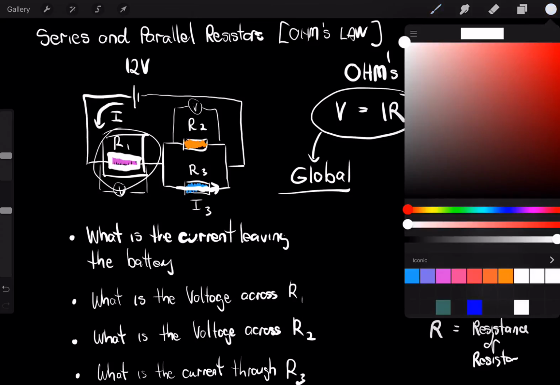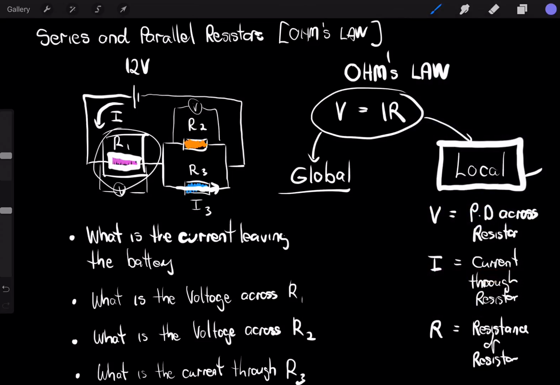Now, on the other hand, if we need to do something which relates to the whole circuit, for example, working out the current leaving the battery which feeds the whole circuit, or working out the voltage that's feeding the whole circuit, or the resistance of the whole circuit, then we're going to use the global version of Ohm's law. And in the global version, V stands for the EMF, or the voltage which supplies the whole circuit. In other words, the voltage of the battery.